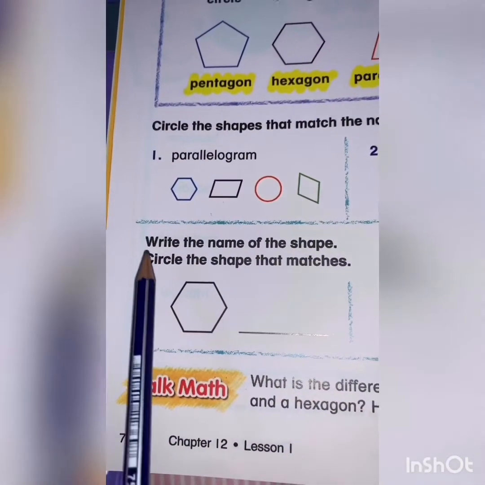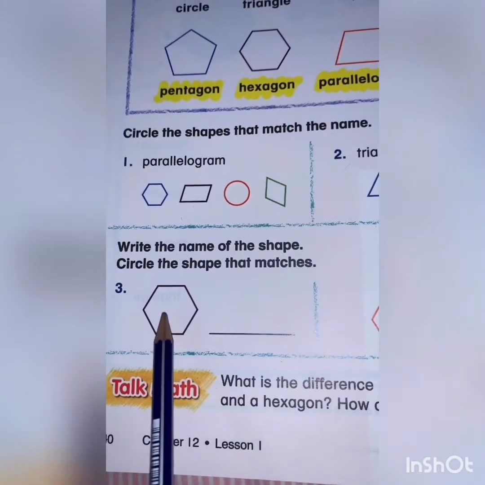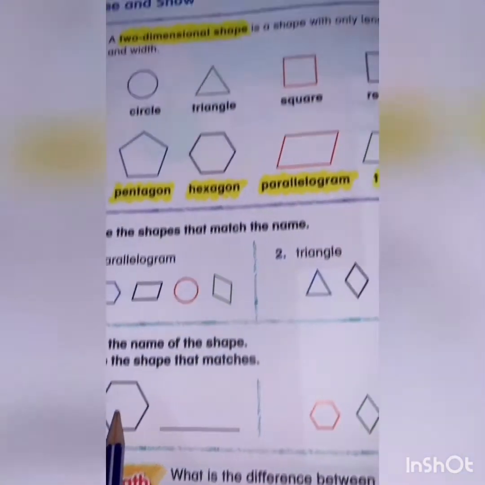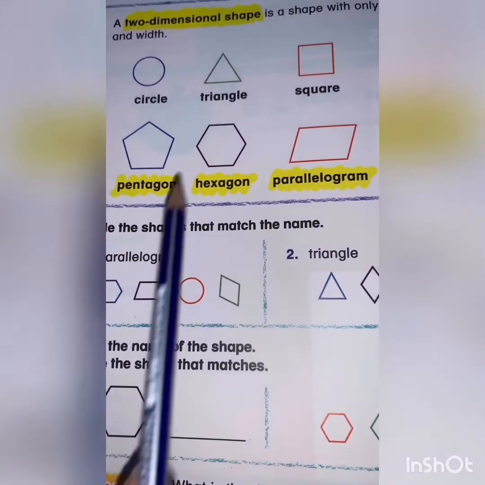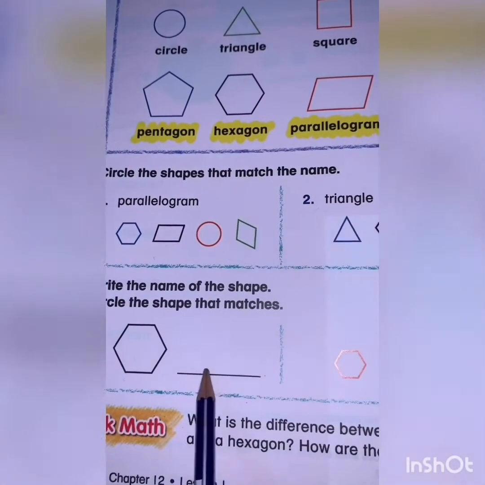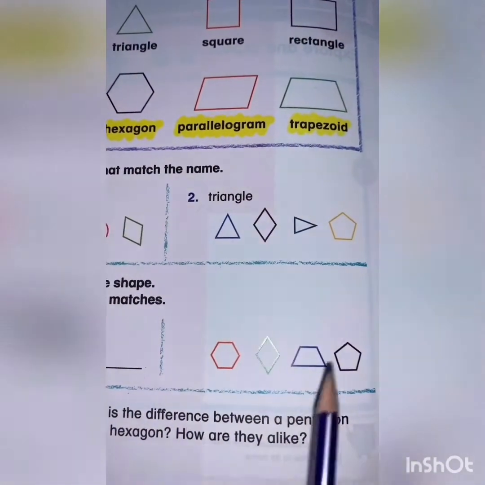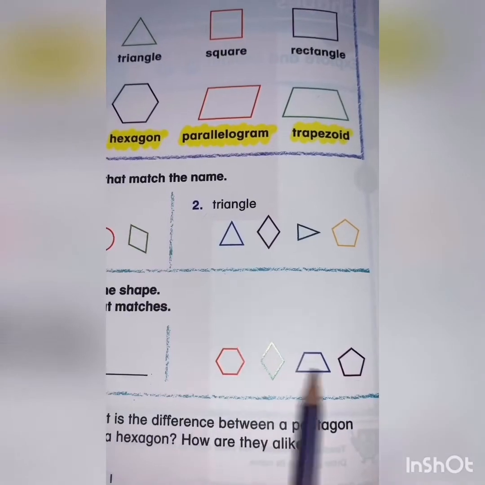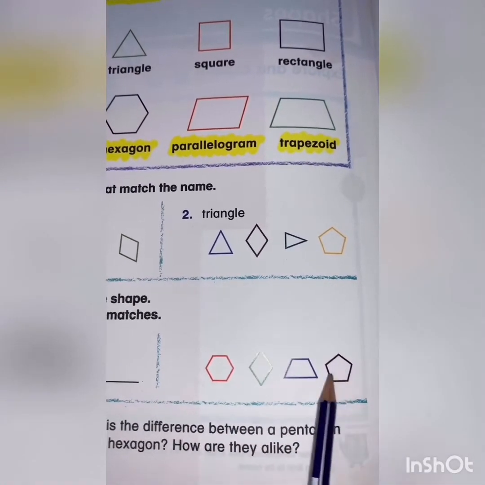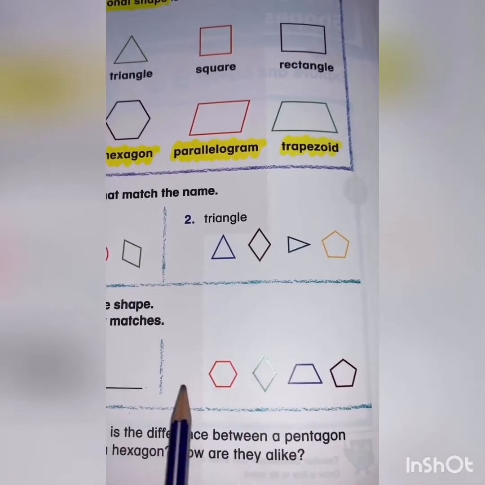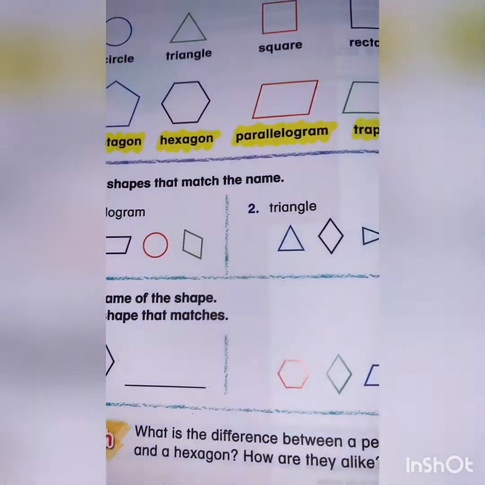Number 3, write the name of the shape, circle the shape that matches. What do you think? What do we call this? If you don't know, you can have a look here till you become familiar with the shapes. What is this? Yes, good job. It's hexagon. And which one here is hexagon also? This or this, because some of you will be confused. Yes, this is the hexagon. Okay, the pentagon, as I told you, looks like a diamond. This is the hexagon, like this one.